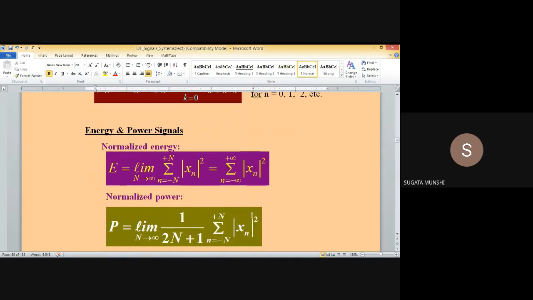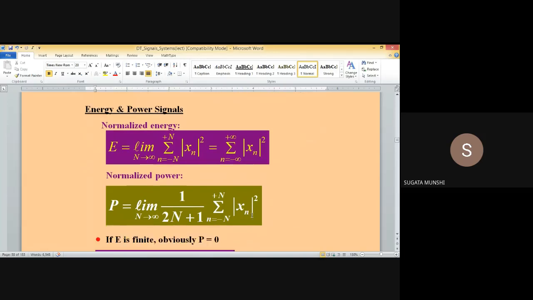Normalized power P is given by the limit capital N tending to infinity of 1 by (2N plus 1), summation over small n equal to minus N to plus N of the magnitude of x[n] squared. It's not 1 by 2N, but it's 1 by 2N plus 1. Because how many samples are involved here? Starting from minus N to plus N: N number of samples to the right of 0, and N number of samples to the left of 0, and small n equal to 0 itself. So 2N plus 1.